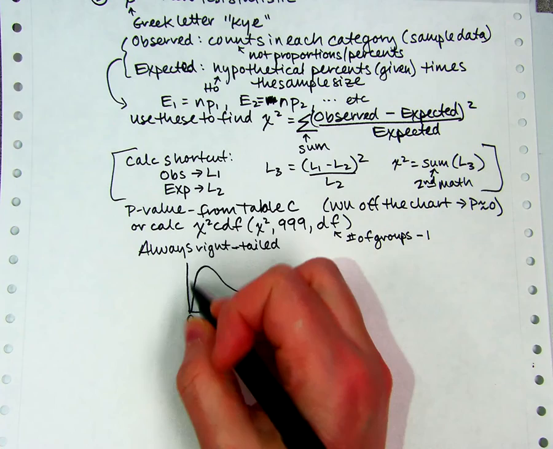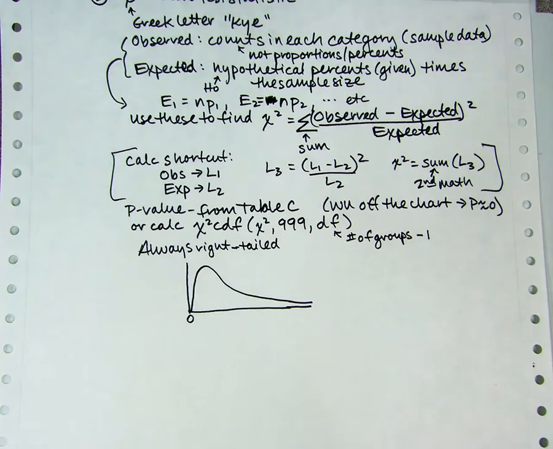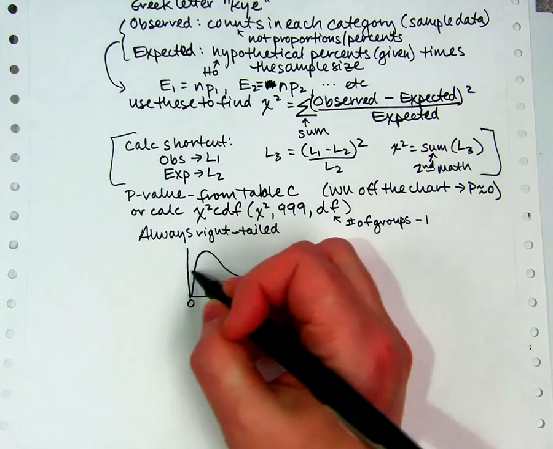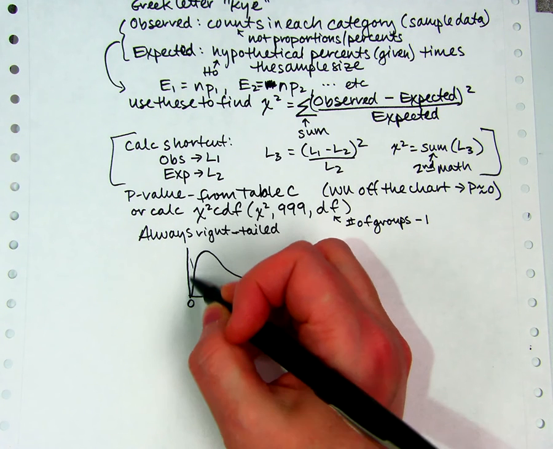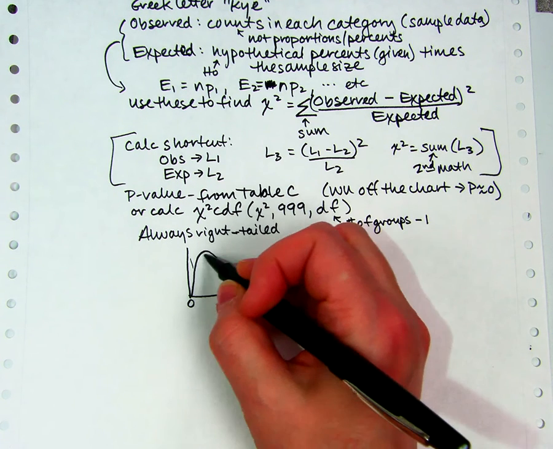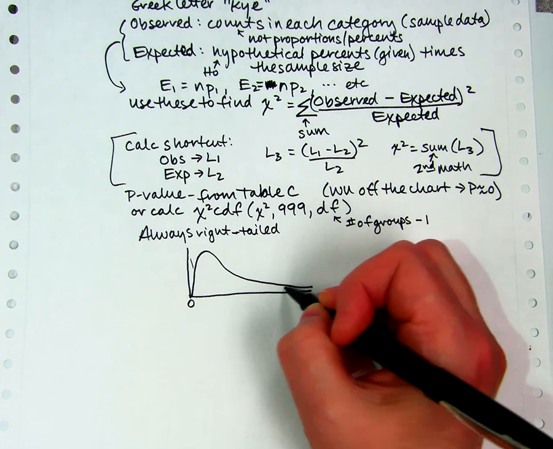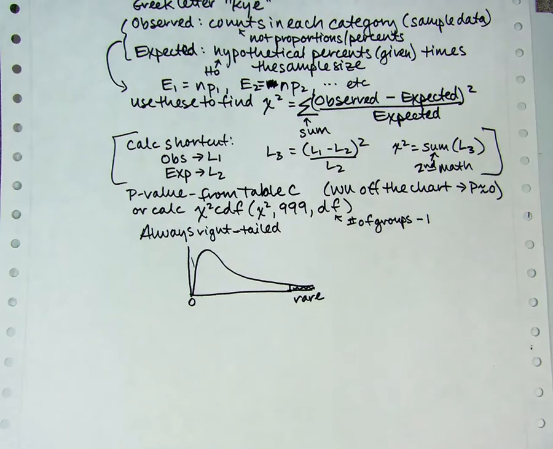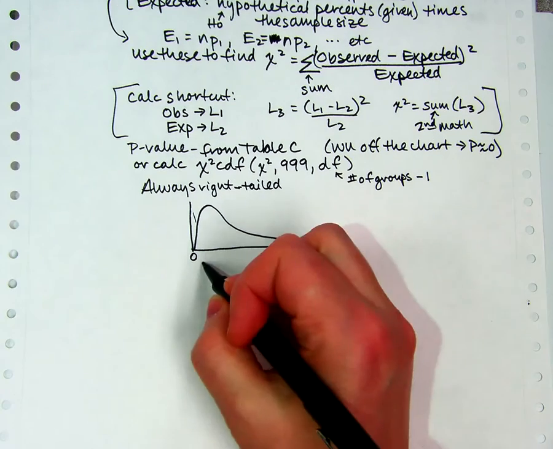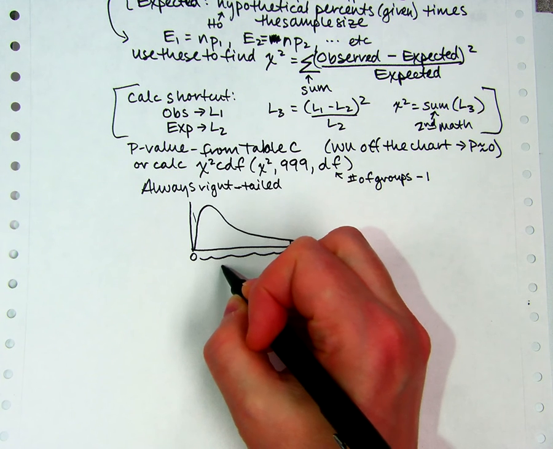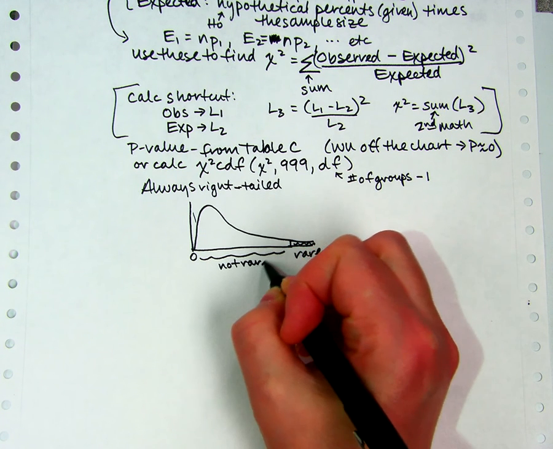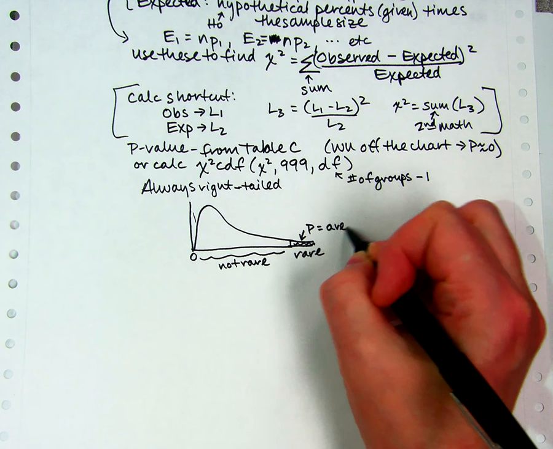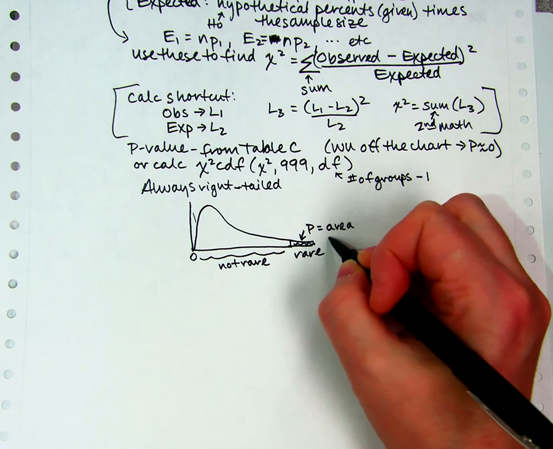So 0 is the smallest possible chi-squared value. It would be if every single observed value was exactly the same as the expected. Very rare for that to happen, which is why this little gap is here. So usually you get pretty close to 0, and then over here you have the rare situations of what happens if you have way different than 0. These are the not rare, reasonably likely situations. And this little bit over here is the p-value, the area in the right tail.